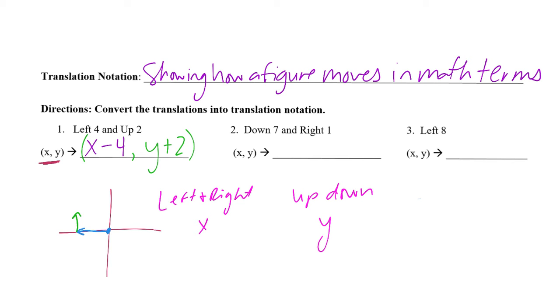So if we are going down 7 and right 1, make sure you're paying attention. It doesn't matter what order it's written in. You've got to put it with the correct letter. So down 7 is going to go with the y. So that's going to be y minus 7. And yes, y does have to go second. And then right 1 is going to be x plus 1. Still needs to go in parentheses. Yes, it does have to go x first, then y. All right, looking at the last one, left 8. So that's going to be x minus 8. And nothing is happening to the y, so we just write y the way it is, and nothing happens to it.